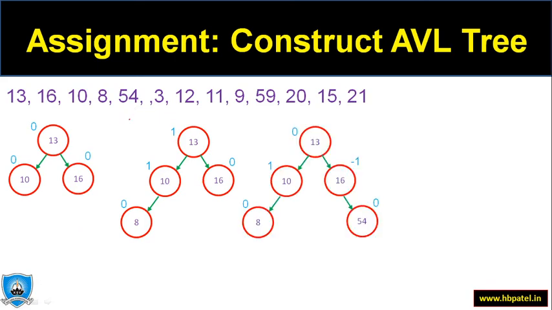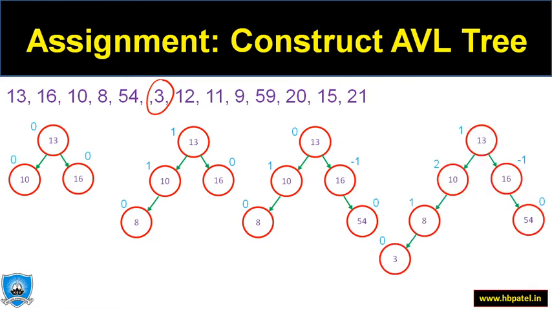Now next comes 3. So 3 is less than 13 and 3 is less than 10 and 3 is less than 8. So 3 will come here. Now if you check, you will find some problem over here. Why? Because how many children are there in the left hand side? 2. How many children are there in the right hand side? 0. So 2 minus 0 is 2, and now I need to work it out.